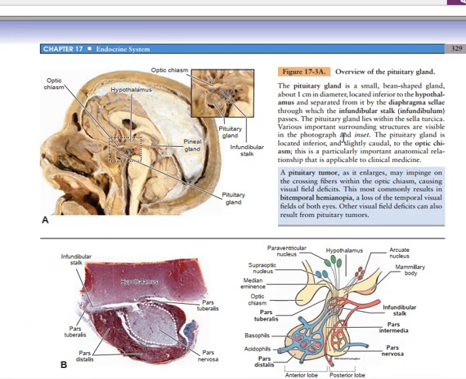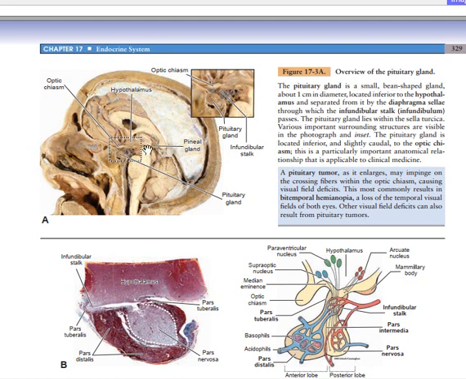So now let's start with the overview of the pituitary gland. The pituitary gland is a small bean-shaped gland, about 1 centimeter in diameter, located just beneath the hypothalamus and separated by the diaphragma sellae from the hypothalamus. They are connected with the hypothalamus by the infundibular stalk, and they lie within the sella turcica. Basically, that's the characteristic of the pituitary gland.